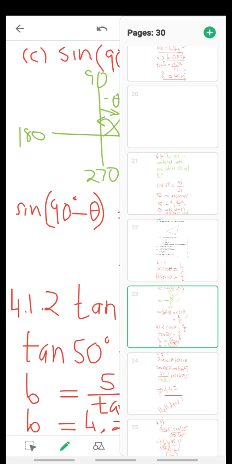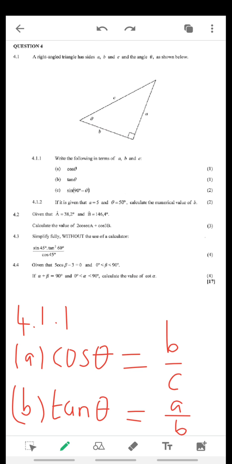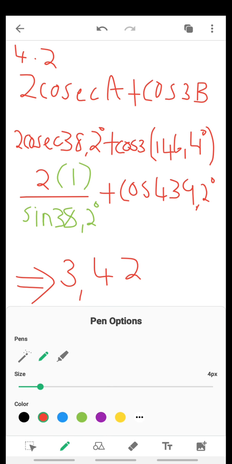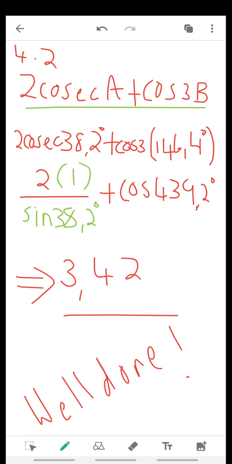Now going to 4.2, if we are given that A is 38,2 degrees and B is 146,4 degrees, calculate the value of 2 cosec A plus cos 3B. Remember, when we are dealing with cosec, you need to think of their reciprocals because that's what you can find in the calculator, right? Now let's check. This is how I've done it. This is what was given to us, and then I substituted for angle A and angle B.